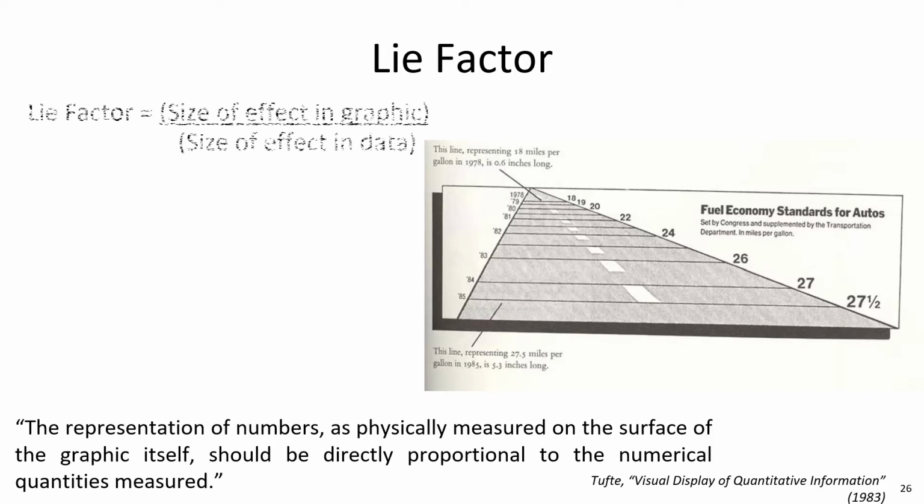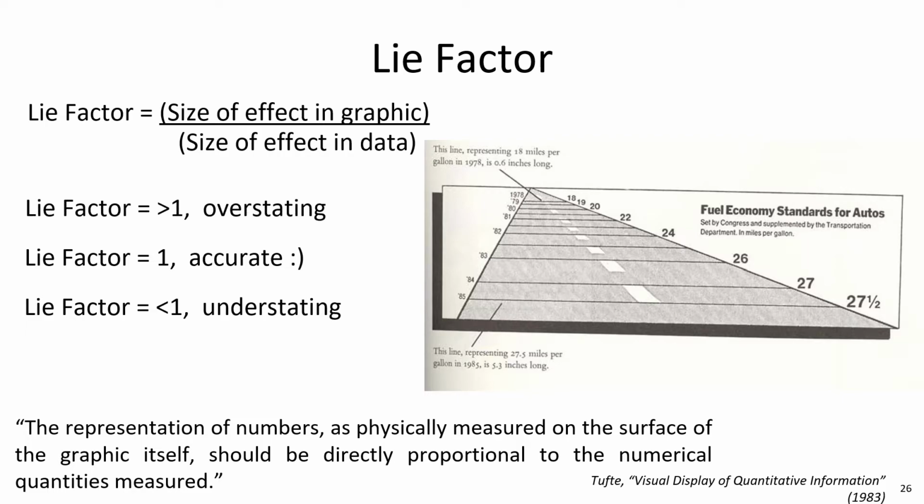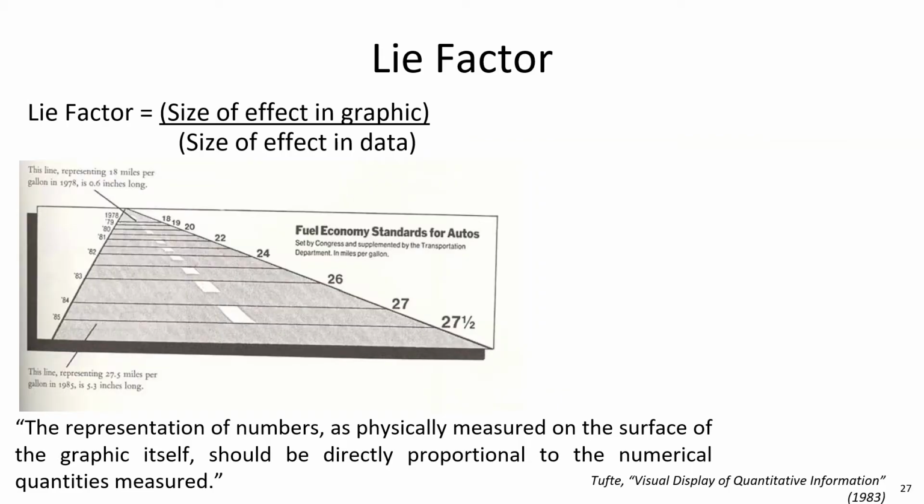So the idea is I take the size of the effect on the graphic, and a lie factor of 1, by the way, means it's perfectly accurate. A lie factor of less than 1 is understating the value, and a lie factor of over 1 is overstating the value. This is grotesquely overstating the value. What we do is measure the lines here, the green line and the yellow line. The difference between those is 5.3 inches versus 0.6 inches.